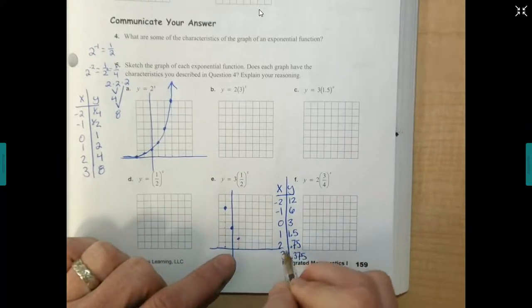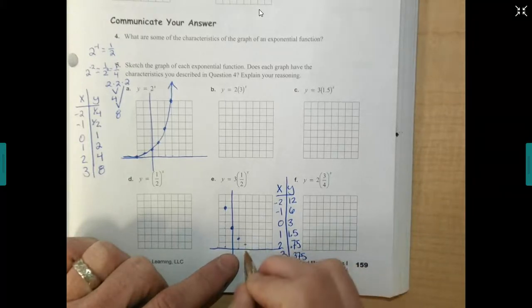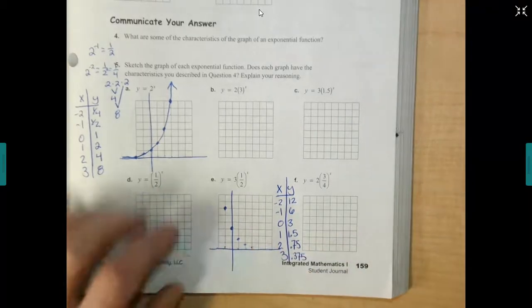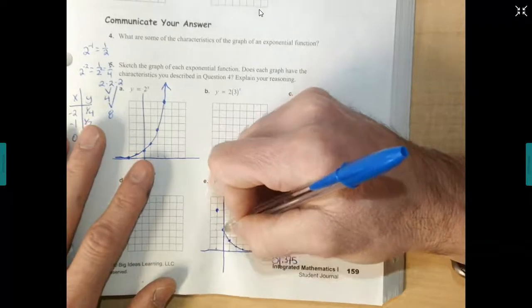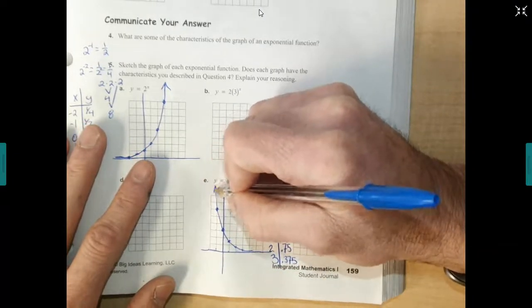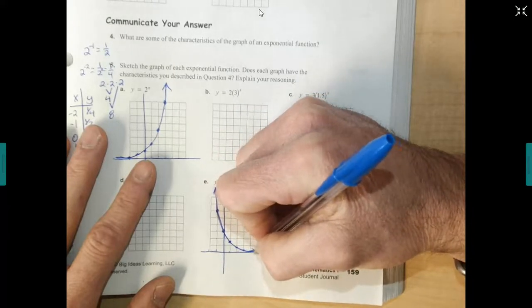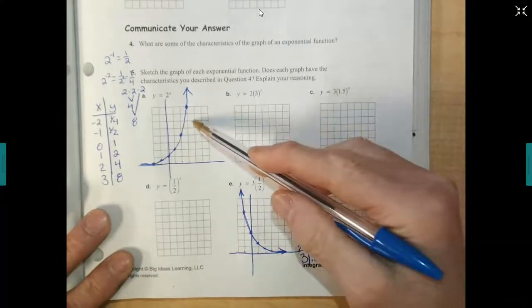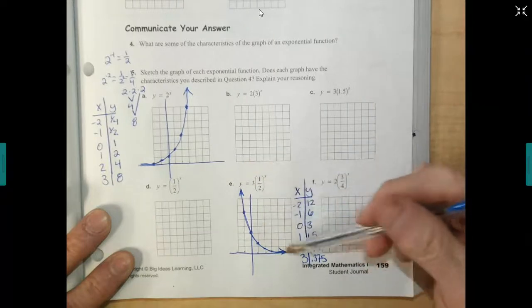1.5. 2 is 3/4. And 3 is 0.375. So there's my exponential graph right there. That's good looking. It's a good graph. Exponential growth right here. Exponential decay right here.